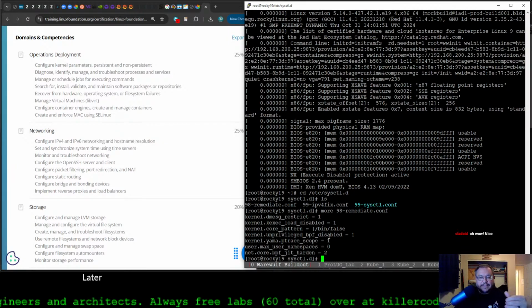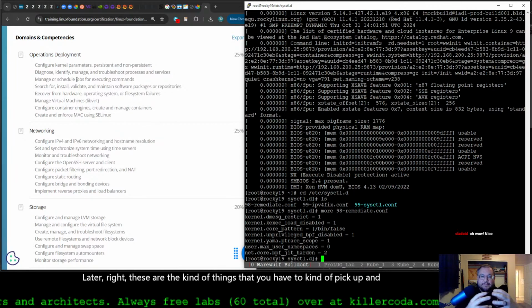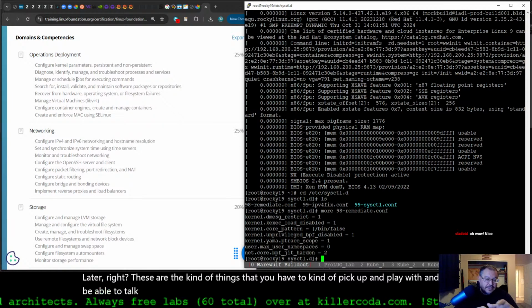These are the kind of things that you have to kind of pick up and play with and be able to talk to. And LFCS is a hands-on test.